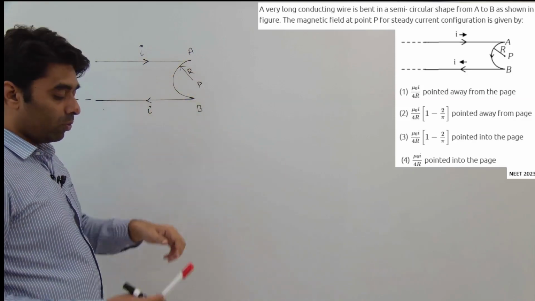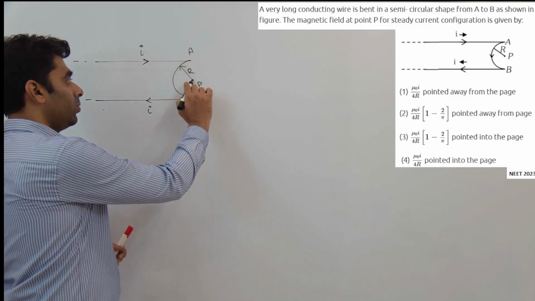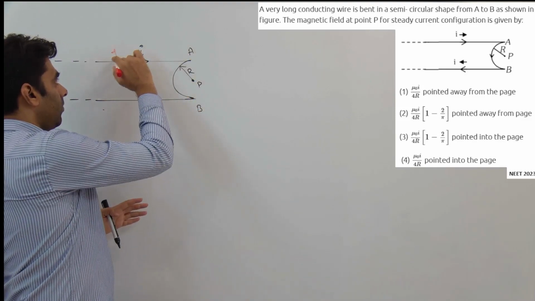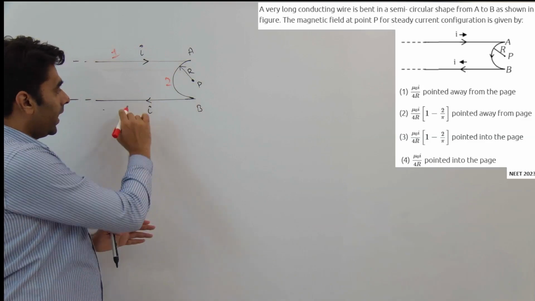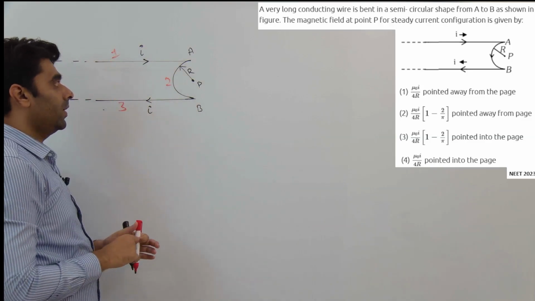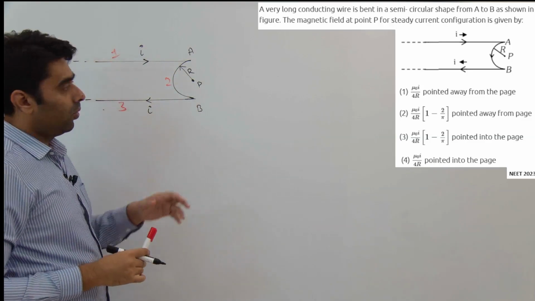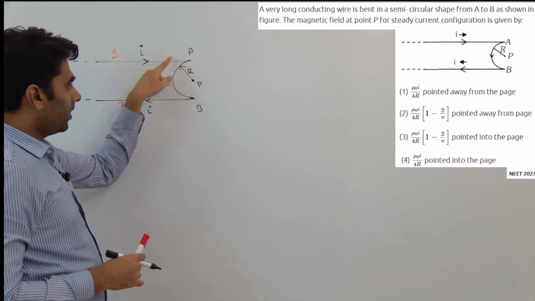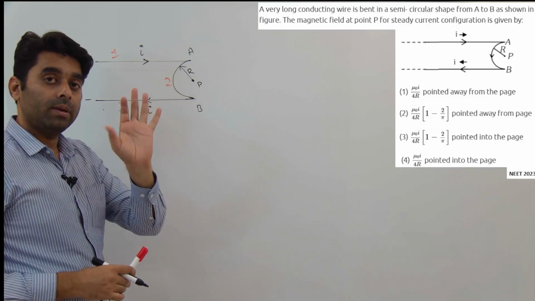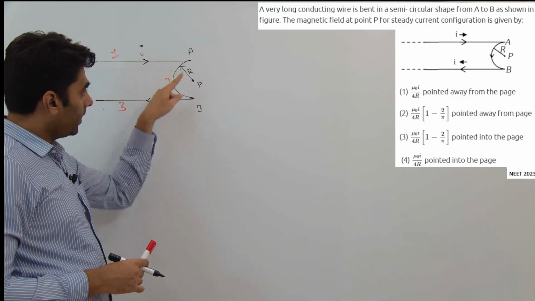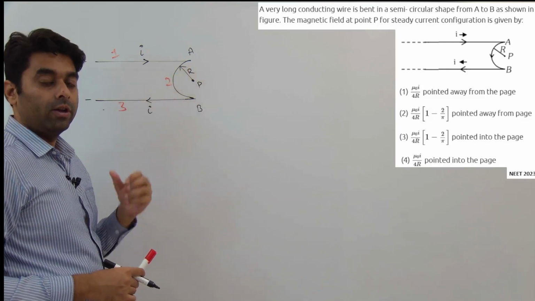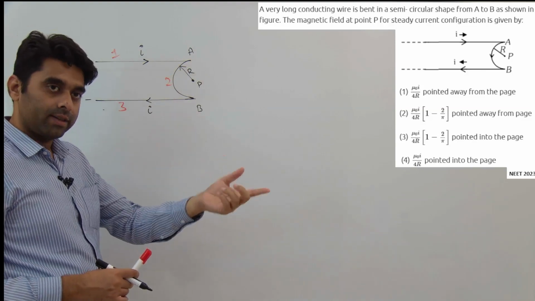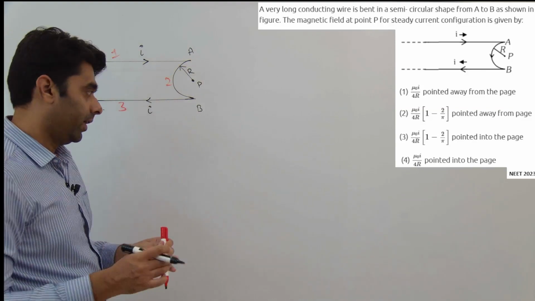With respect to point P, I'll name them one, the semicircular one as 2, and the other one as 3, right? Now with respect to point P, wire number 1 and wire number 3 are semi-infinitely long wires, and this one is your semicircular wire. So let us first write down the magnetic field due to individual wires, and then we will see the net magnetic field.